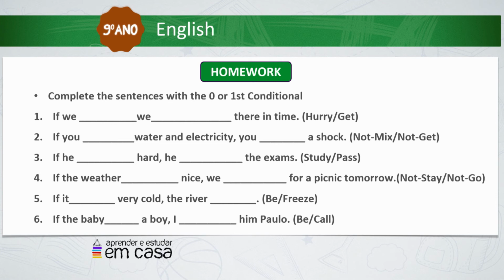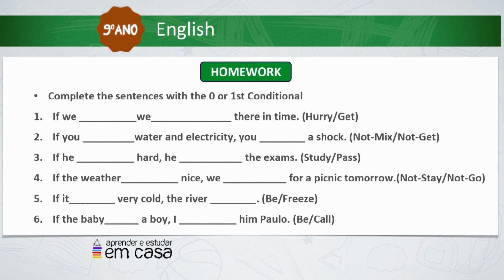Sentence number 1, if we, blank space, we, blank space, there in time. You have to complete the first sentence with hurry and get. Sentence number 2, if you, blank space, water and electricity, you, blank space, a shock. You have to complete it with not, so be careful. You have not, this shows you this sentence is in the negative. Not mix, not get. These are the two that you have to complete in sentence number 2. And remember, they are in the negative.